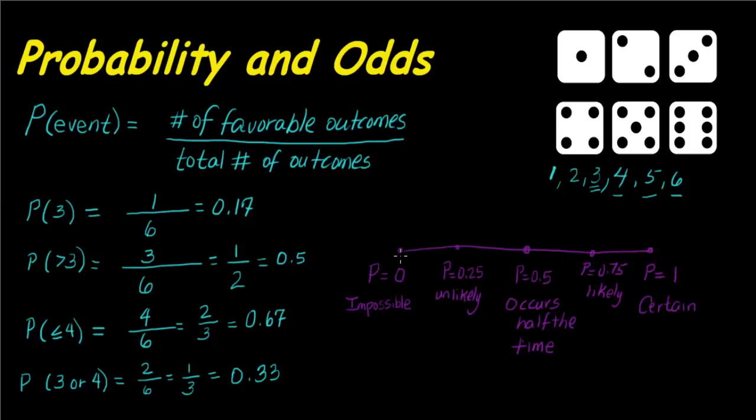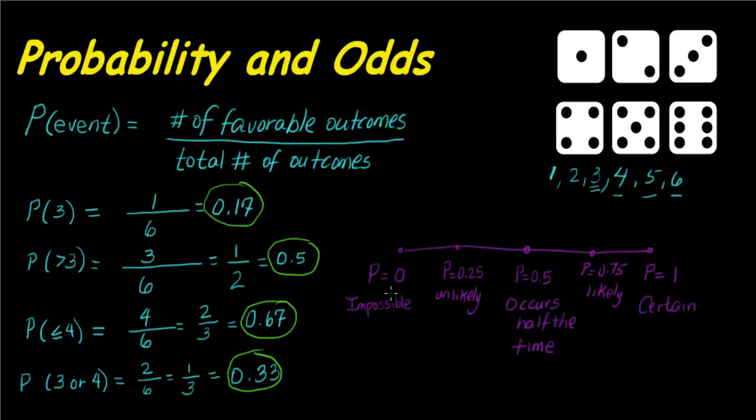Now, I want to draw your attention to this straight line that I drew here. And notice that p equal to 0, p equal to 0.25, 0.5, 0.75, and 1. These p's mean probability. And what I want to show you is for you to have an idea what these numbers that we're finding mean. So having a probability of 0.17, of 0.5, of 0.67, of 0.33, what does that mean? And this is a scale. So 0.17 would fall right in between 0 and 0.25.